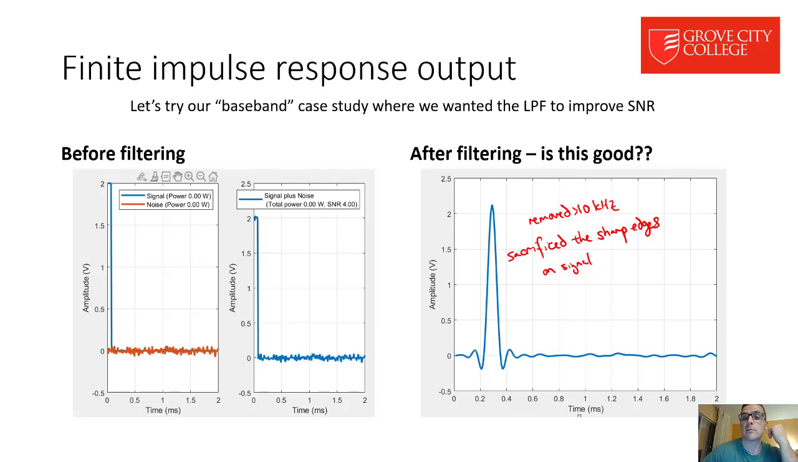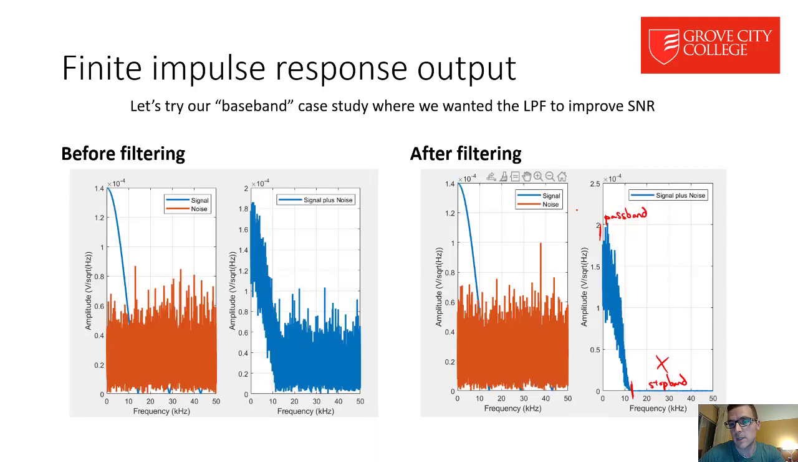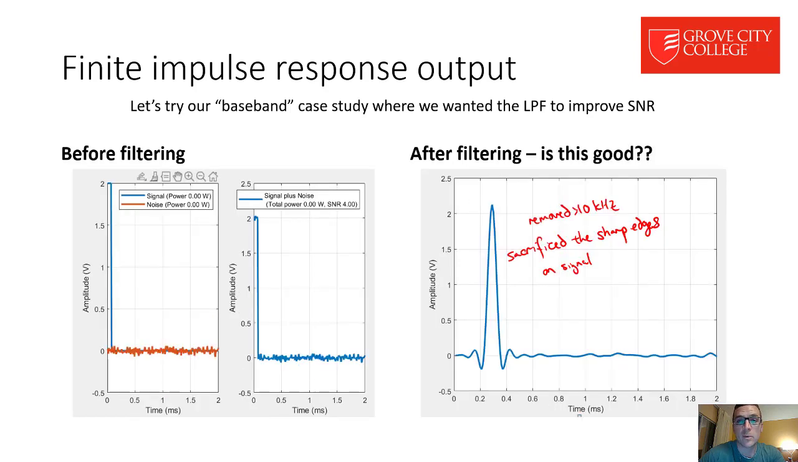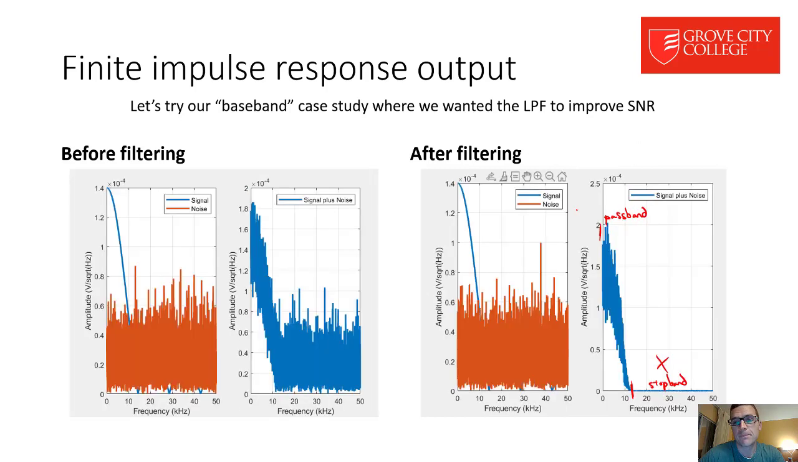By removing everything above 10 kilohertz, we've sacrificed the sharp edges on our signal. Is that good? Well, it reduced the noise a lot. Our signal to noise ratio is much, much better than 4 now, as we can see in this graph here. I'm sorry I didn't calculate it, but it's probably more like 20 or above. So it's working. It's doing what we asked it to do. The ramifications are we've delayed our signal and we've rounded off the edges.